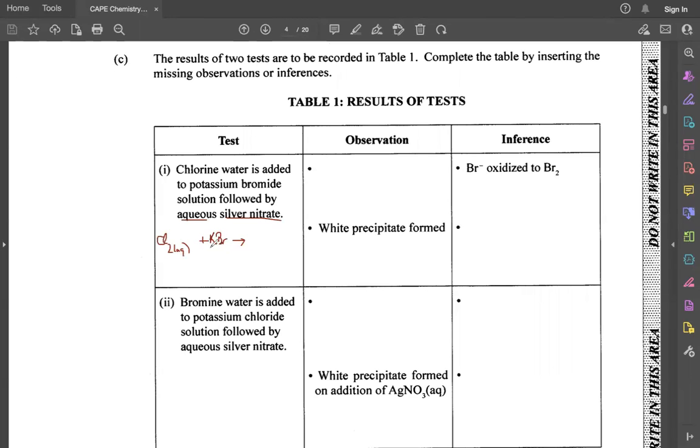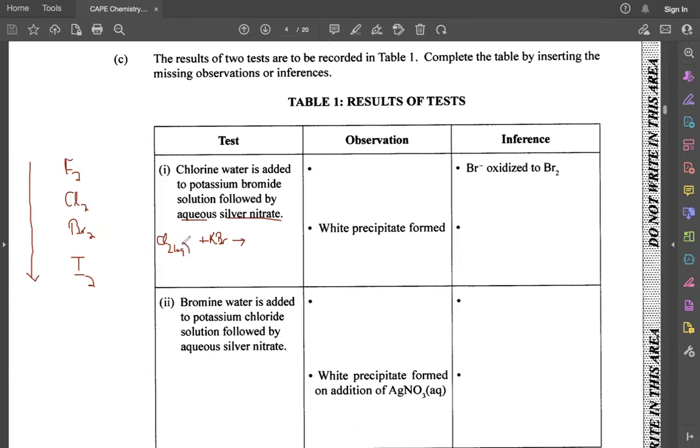So the key thing to remember here is that we're looking at effectively the reactivity of the halogens. And so let's just write out what that group looks like. So we have our fluorine at top, so that's F2. Then we have chlorine. Then we have bromine. And then we have iodine. So that's how the halogens are going down the group. So what we do know here is that a halogen will displace the halide of the one that's below it.